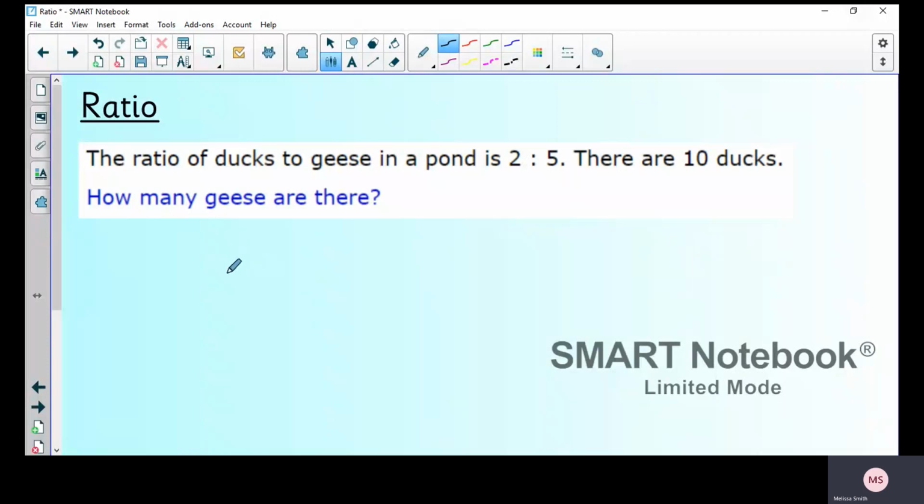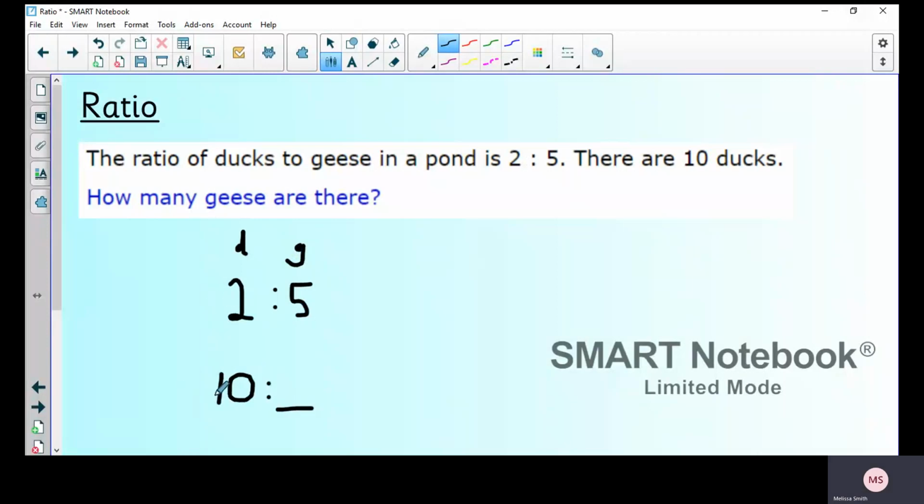So I'm going to write out the ratio. I've got 2 ducks to 5 geese. And I'm going to make a little note here: D and G, and that obviously stands for ducks and geese. Now it's telling me that in this particular pond, there are 10 ducks. And I need to work out how many geese there are.